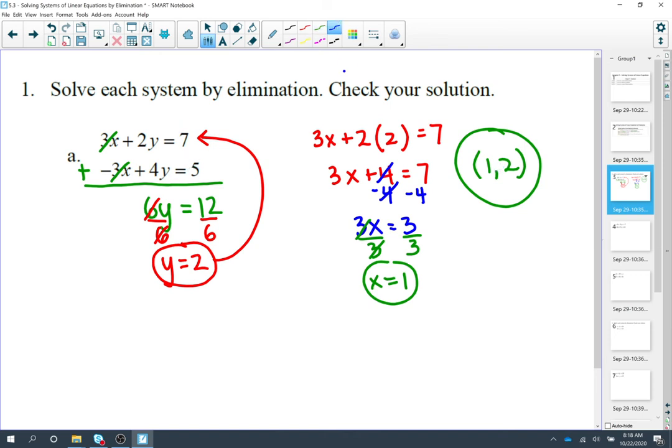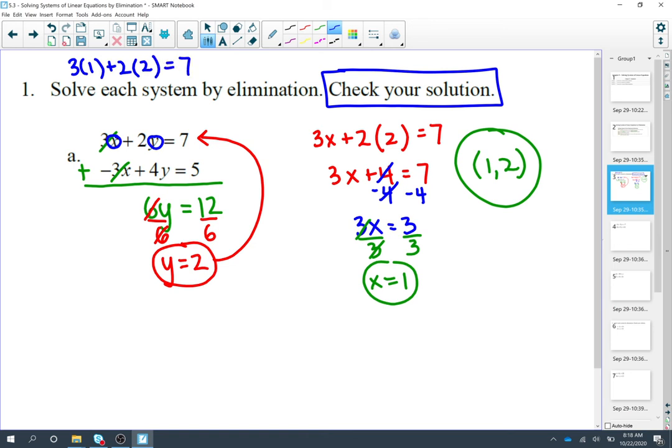Now for our first example here, it does say check your solution, so we're going to check this and make sure it works. In my first equation, we have our x, we have our y. We're going to substitute in 1, we're going to substitute in 2. So 3 times 1 plus 2 times 2 equals 7. 3 times 1 is 3 plus 4 equals 7. 3 plus 4 is 7, so that checks out.